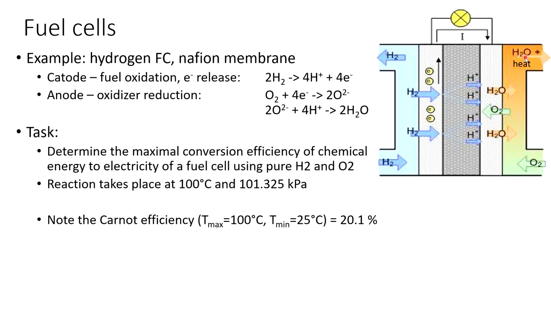And the task is to determine the maximum conversion efficiency of chemical energy in the fuel to electricity of this fuel cell when we are using pure hydrogen as the fuel and oxygen as oxidizer. The conditions of the reaction are that it takes place at 100 degrees C and standard atmospheric pressure. And just we have here a note: if we would combust the hydrogen at this low temperature, the Carnot efficiency of cycle that we could get on it would be with maximum temperature 100 degrees C, rejection temperature 25 degrees C, so the Carnot efficiency would be 20.1%. We will compare the fuel cell to this value.